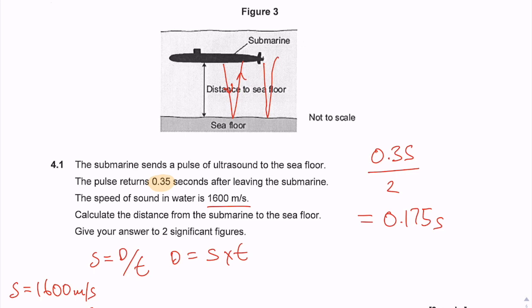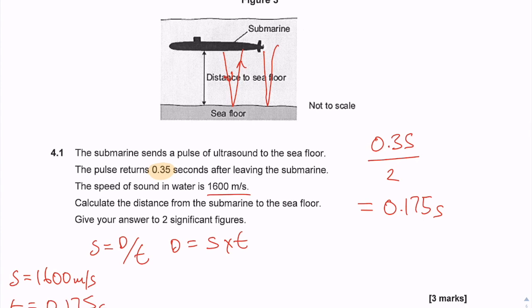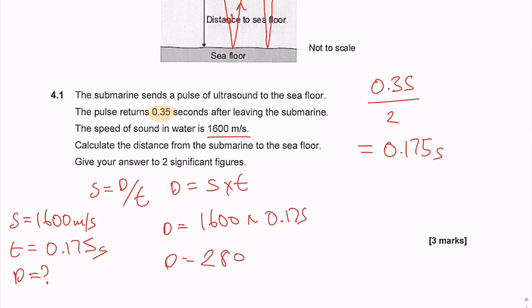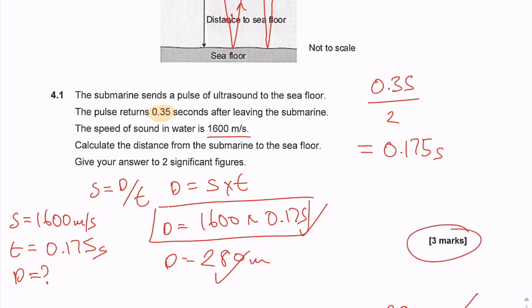Some of you divided this. You can't divide this, it has to be a multiplication. So my distance is 1,600 times 0.175, which gives you 280 meters. 1 mark for the unit, 1 mark for the answer, and 1 mark for the correct substitution and dividing of the time.